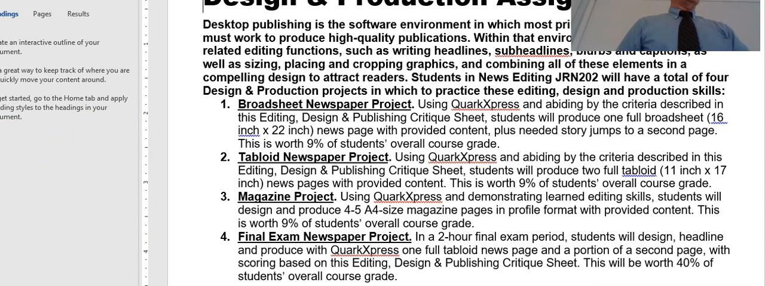My critique sheets do not tell you how to get a D. I want to tell you how to get an A. And so they're very detailed on how to get an A. They are not very detailed on how to get a B or a C or a D, because I'm not shooting at a B or a C or a D, I'm shooting at an A. So I want you to know how to get an A.